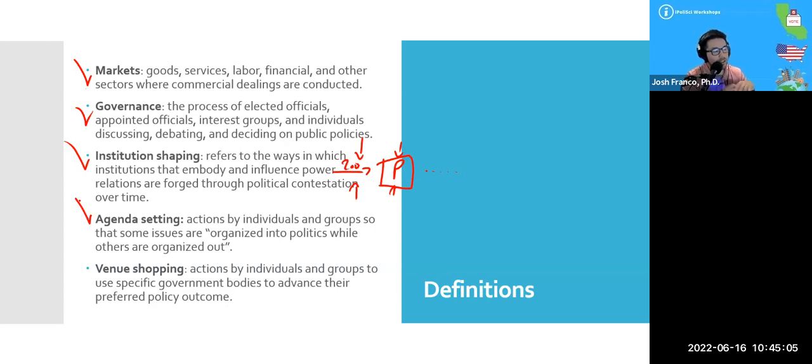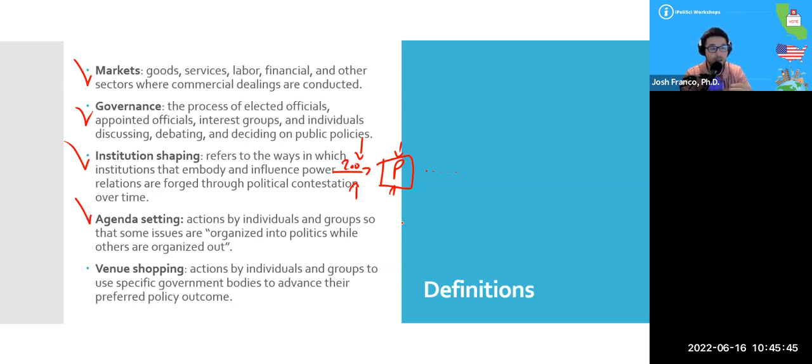Next, we have agenda setting. These are the actions by individuals and groups so that some issues are organized into politics, while others are organized out of politics. A real contemporary and yet sad example is gun control. For example, when we've had these very dramatic and tragic mass shootings, some people argue that it's not a time for politics to talk about it. What they're basically trying to do is set the agenda by saying, it's not a political issue. This is another type of issue, but this doesn't belong in the political sphere. So when people make that argument, what they're trying to do is set the agenda.